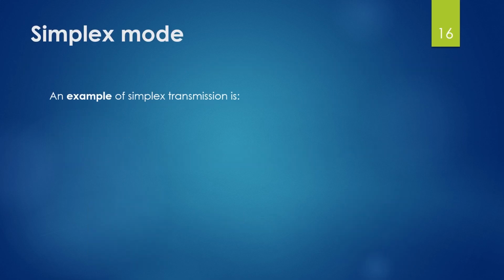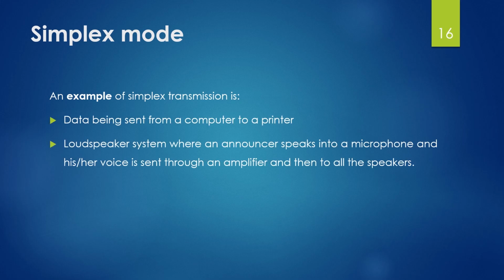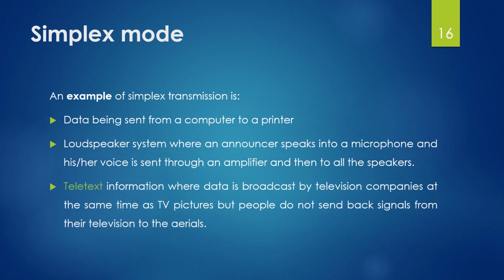An example of simplex transmission is data being sent from a computer to a printer, a loudspeaker system where an announcer speaks into a microphone and his or her voice is sent through an amplifier and then to all the speakers, or teletext information where data is broadcast by television companies at the same time as TV pictures, but people do not send back signals from the television to the broadcasters.